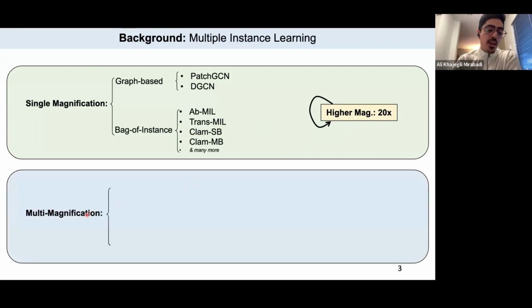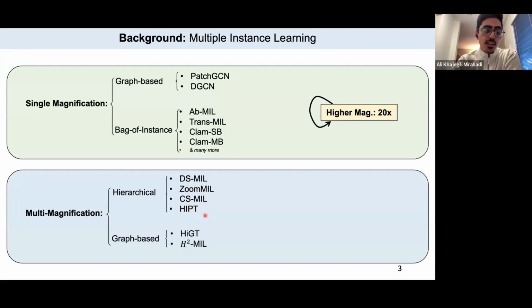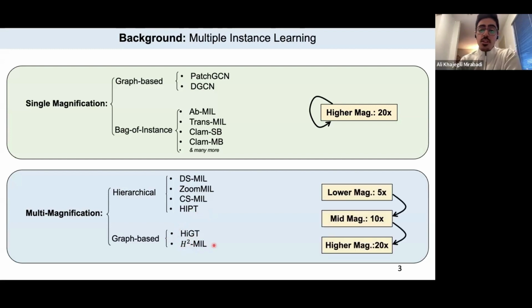On the other side, we have multi-magnification models that we can divide into groups, hierarchical versus graph-based. In the hierarchical family, we have dual stream MIL, ZoomMIL, cross scale MIL, and HIPT. And I think there are other methods as well. And in the graph-based, as far as I know, there are HIGT and H2MIL. These models have a basic assumption that we follow the information from lower magnification to higher magnification. So zooming in, basically implementing the concept of zooming in, 5x to 10x and 10x to 20x.